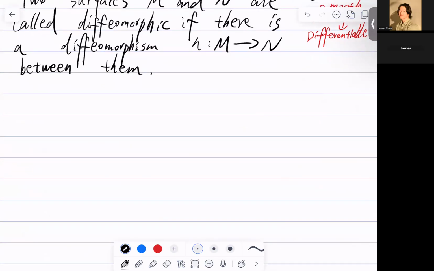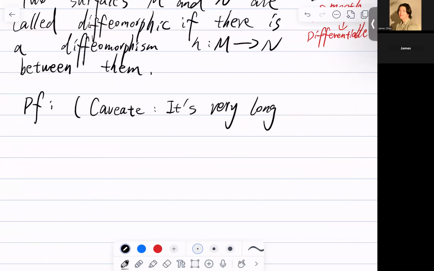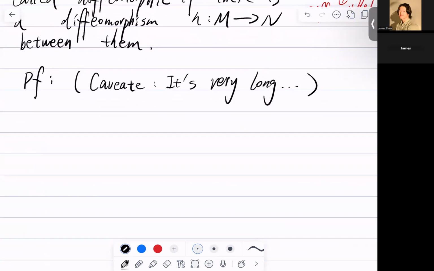Let's do this. So, proof. Let's give it a caveat. I think that's how you spell caveat. It's very long, and this is one of the most involved proofs, and I really urge you to follow along. I'm going to skip some mathematical detail. The more important thing, again, is for you to understand how this works and really appreciate the elegance of it, right? So let's begin.